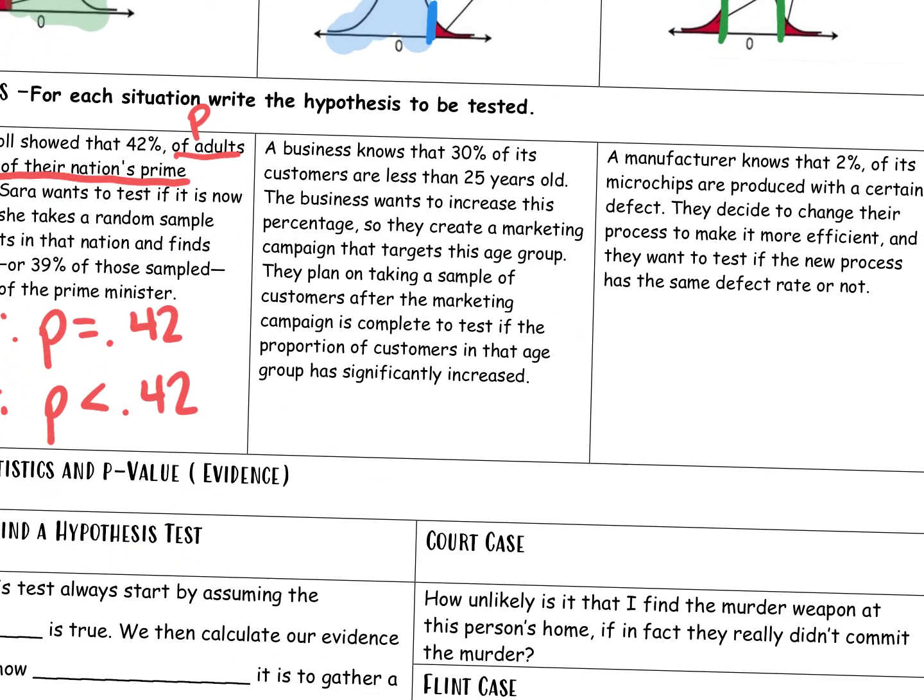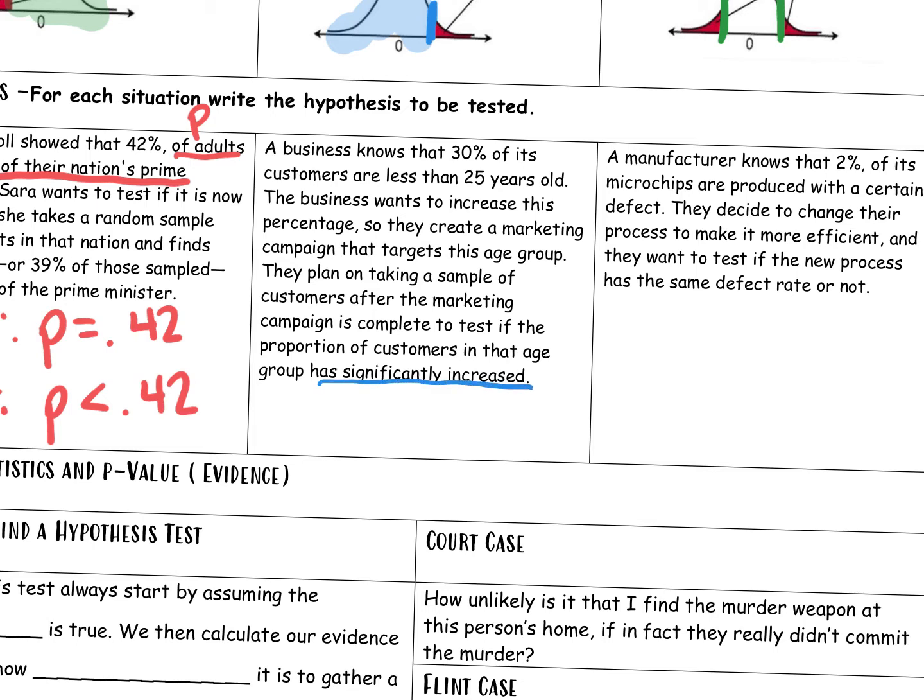It says, a business knows that 30% of its customers are less than 25 years old. The business wants to increase this percentage. So they create a marketing campaign that targets this age group. They plan on taking a sample of customers after the marketing campaign is complete to test if the proportion of customers in that age group has significantly increased.